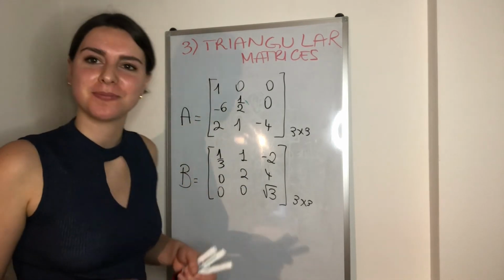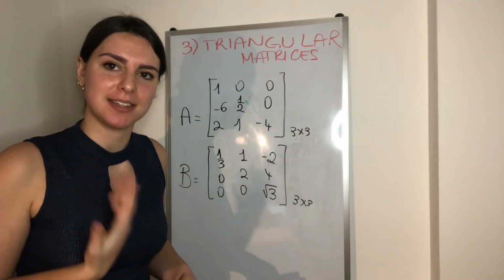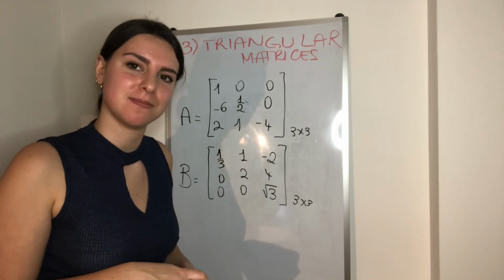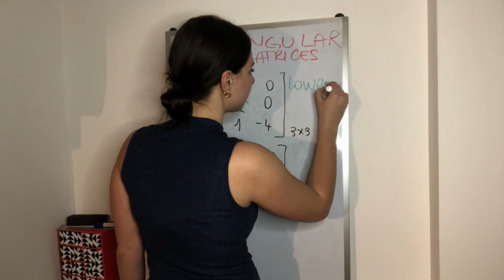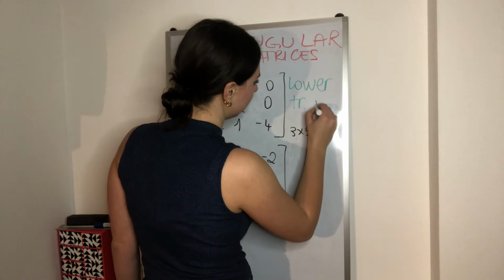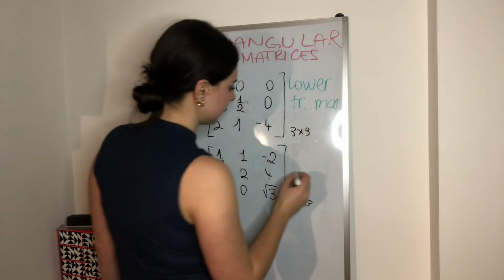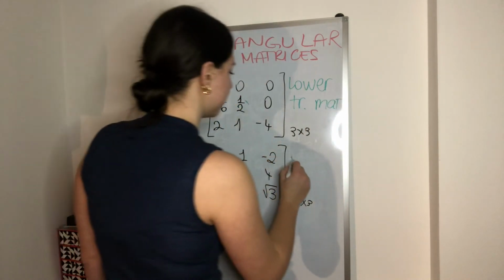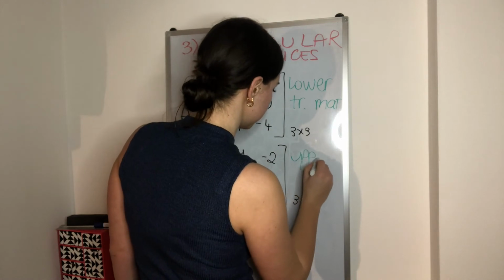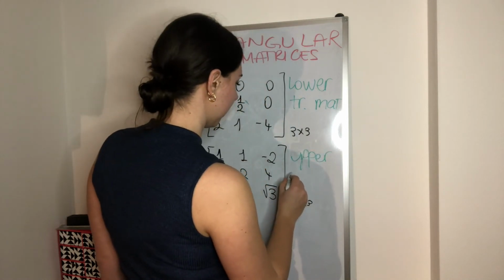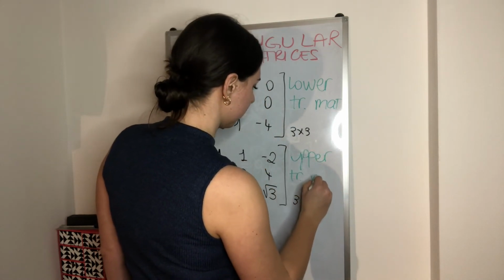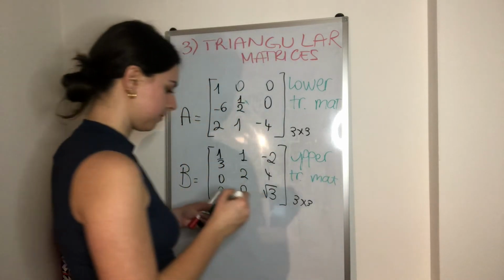And why do I look so red on my face? Lower triangular matrices. And this is upper, ugly, upper triangular matrix.